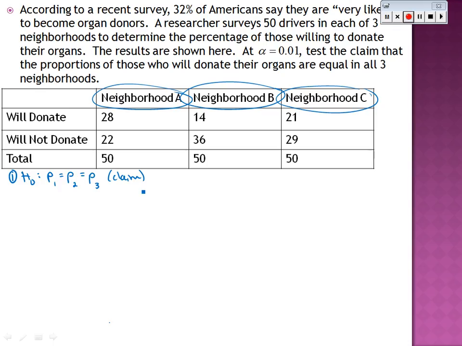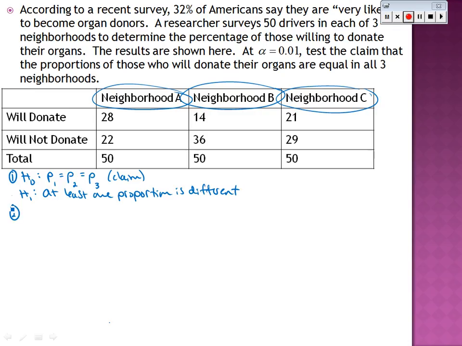So just be careful. Then your alternative hypothesis, it does have words, but not a ton. At least one proportion is different. That's all you have to say. So the hypotheses for this particular test, not too bad. They're not as wordy as the last couple.